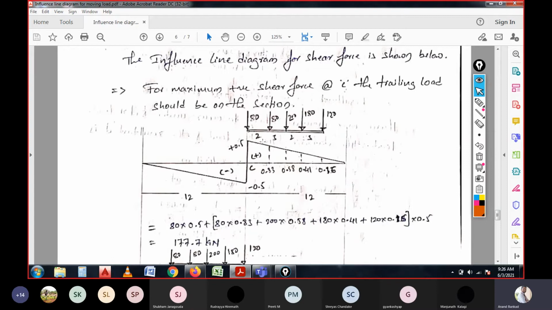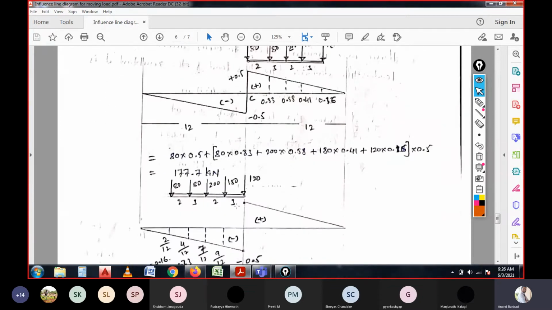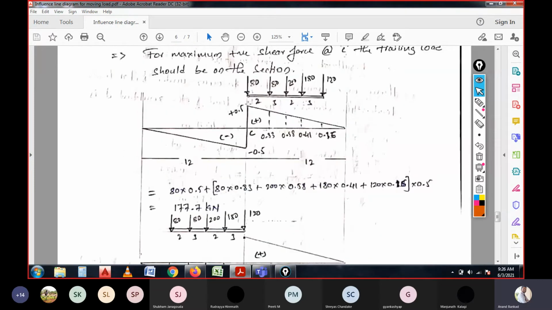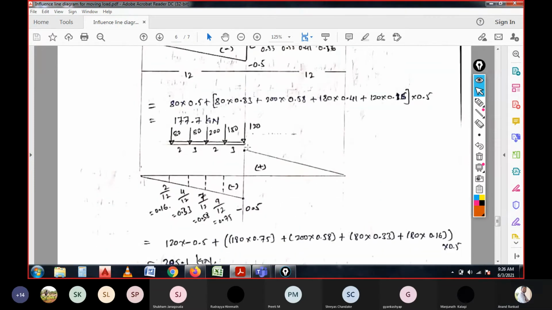At the same time, if you want to calculate the negative shear force, these loads are placed on the left side of the section, as shown in the figure, and that is the 120 kilonewton leading load, which is on the top of the section. Same thing, again we need to consider over here. And for a span of 12 meter, we have a 0.5 coefficient value.